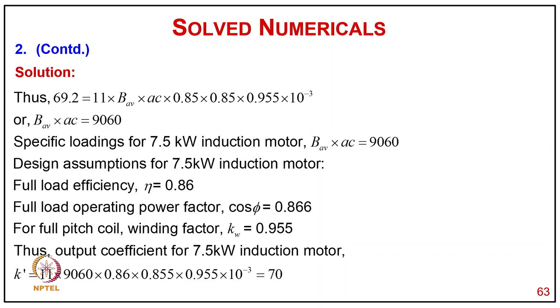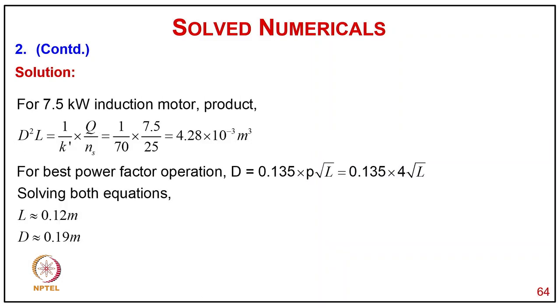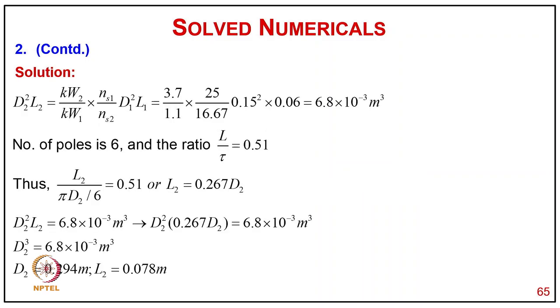So the specific loading for the 7.5 kilowatt motor comes to 9060, and the design for the 7.5 kilowatt motor is with full load efficiency 0.86, full load power factor 0.866 and winding factor 0.95. The output coefficient C0 dash comes to 70. For the 7.5 kilowatt induction motor, D square L, putting in values, comes to 4.28 into 10 power minus 3 meter cube, and for the best power factor D equal to 0.135 P under root L. Putting in values, L comes to 0.12 and D comes to 0.19.